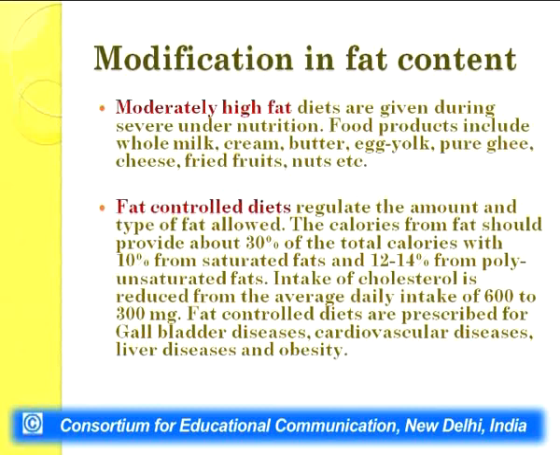Now the modification in fat content. In the same way, high fat diets are given during severe undernutrition. When calorie requirement is too high, we must give high fat diets. And food products include whole milk, cream, butter, egg yolk, pure ghee, cheese, fried fruits, nuts, etc. are very good in fat content. It must be given. Fat control diets regulate the amount and type of fat allowed.